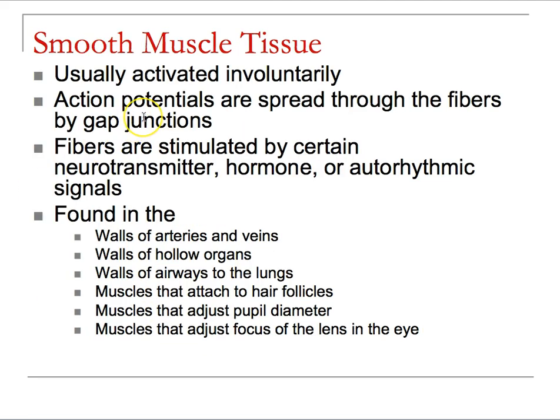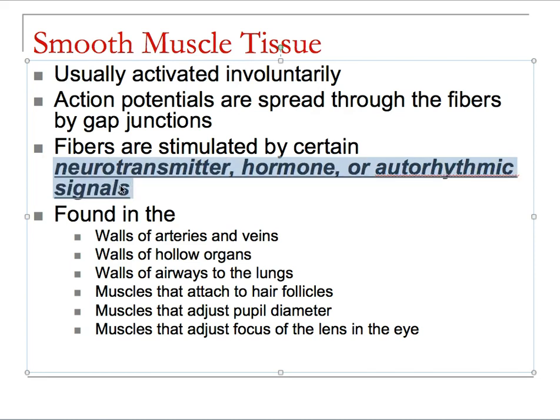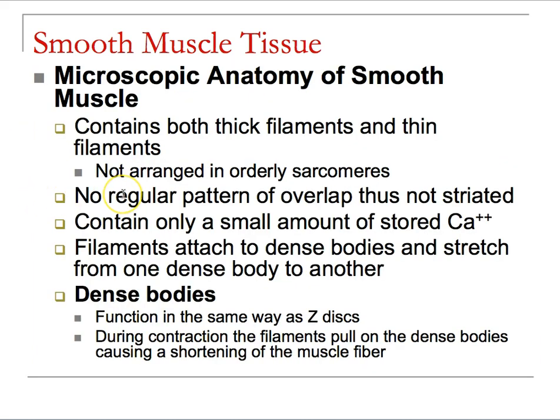Smooth muscle, this is found inside the walls of your arteries, hollow organs, your lungs, hair follicles, pupil diameter, and so on and so forth, right? And they're stimulated by neurotransmitter, hormone, and autorhythmic fibers. So we don't control them. That's the point. But some of them do have gap junctions, okay, similar to our cardiac muscle tissue. And what I want you to do is take a look at the fact that Mother Nature makes them generally different when you look at them.